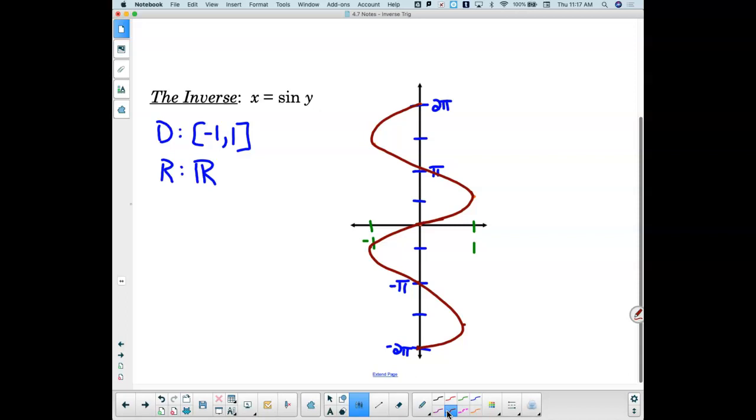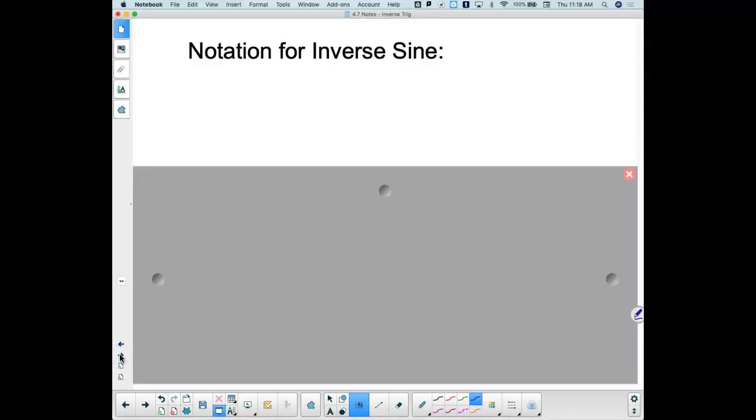So the inverse sine, x equals sine of y, or y equals the inverse sine of x, is not a function. It fails the vertical line test. But we can still use it. So my original was y equals the sine of x.